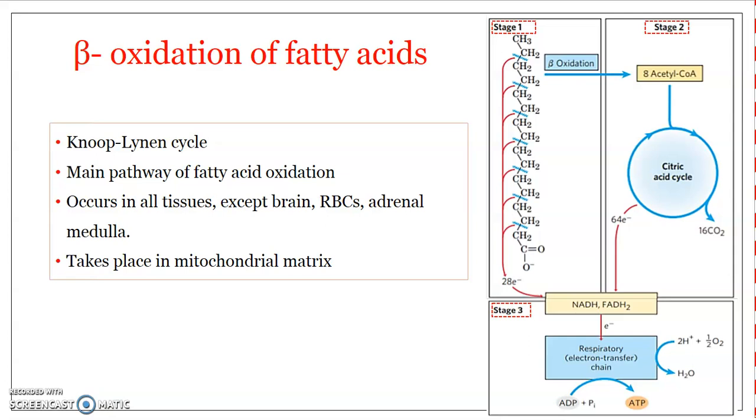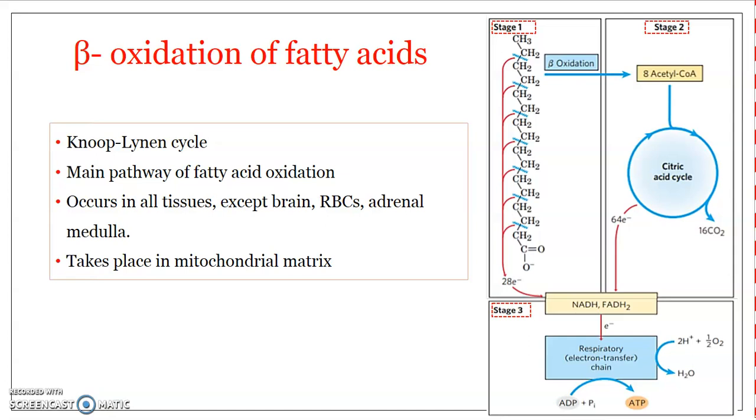In this presentation, we'll be looking into the beta oxidation of fatty acids. Fatty acids are produced by the hydrolytic breakdown of lipids, which on hydrolysis gives fatty acids and glycerol, especially the triglycerides. We are speaking of tri-, di- or monoglycerides. When broken down, they release the fatty acids and glycerol.